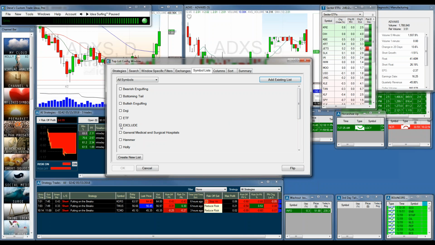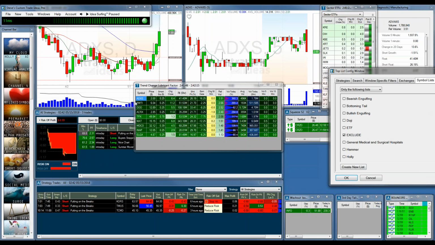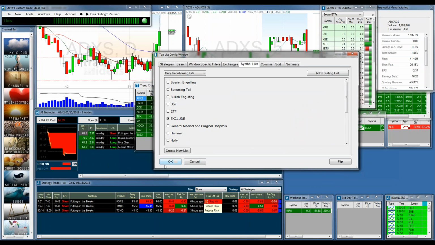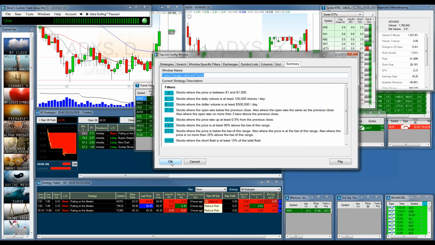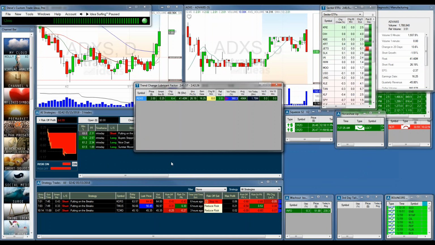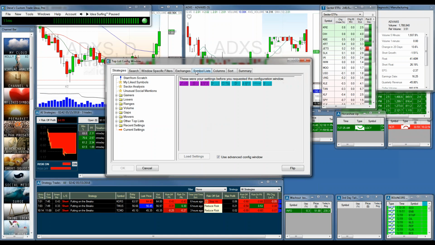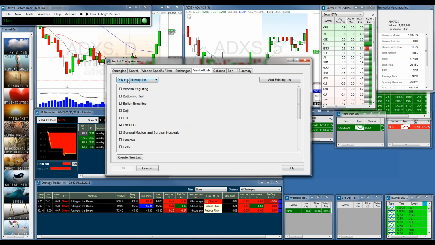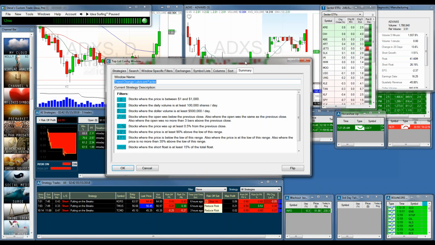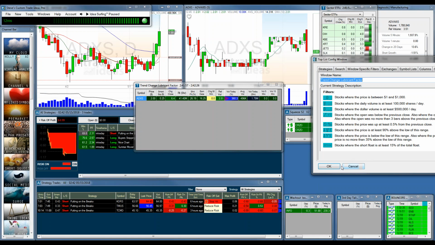Well, now what I can do is I can checkbox that exclude. And remember, there was only 3 symbols in there, but one of those symbols just happened to be ADX. All right, so let's go ahead and click OK. Wait, Steve. Wait a minute, I did it wrong, didn't I? You had it on only the following list. I had it on only, yeah, thank you. Yep. That would make perfect sense. Only the following, exclude the following. And I'm going to click OK. And now everything's going to come back and ADX will be gone.